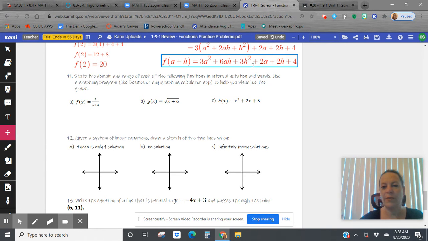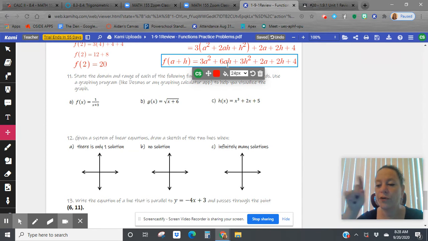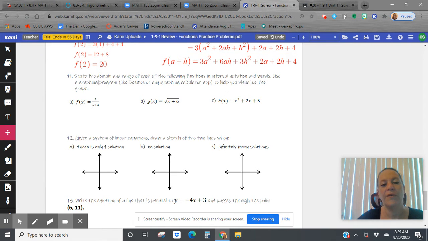And again, if that one feels like it's going to be the most difficult one for you on the test, remember that in Unit 3, we're going to go over how to do that first, outer, inner, last FOIL process or distribution process. For the next one, for the domain and range of each of the following functions, we want it in interval notation and words. Use the graphing program like Desmos to help you visualize the graph.